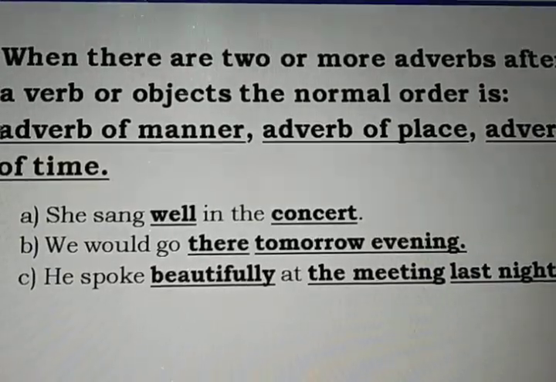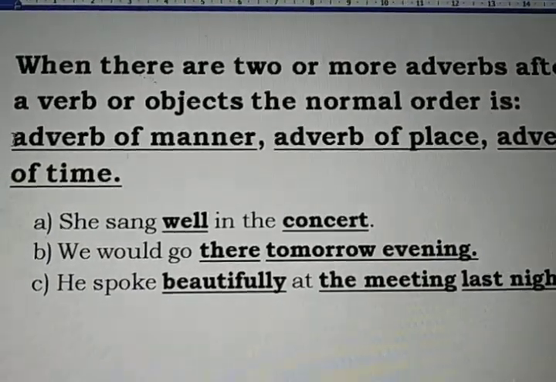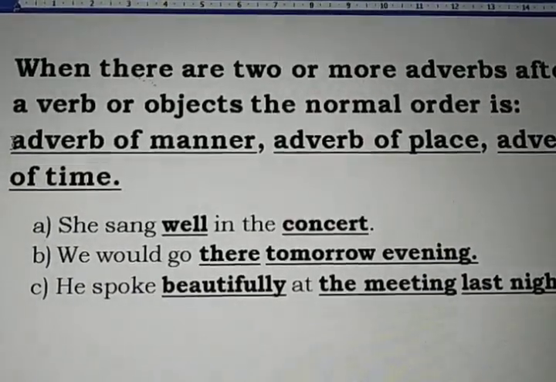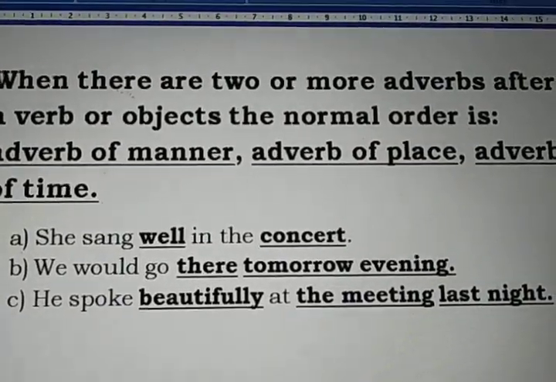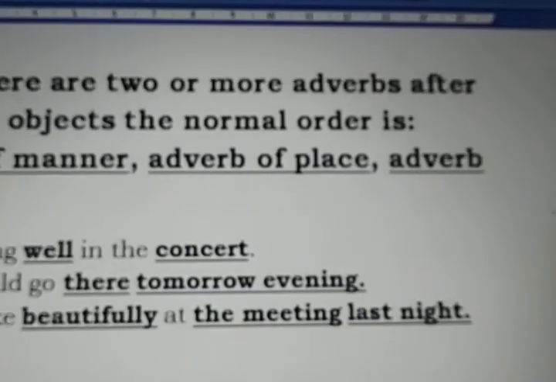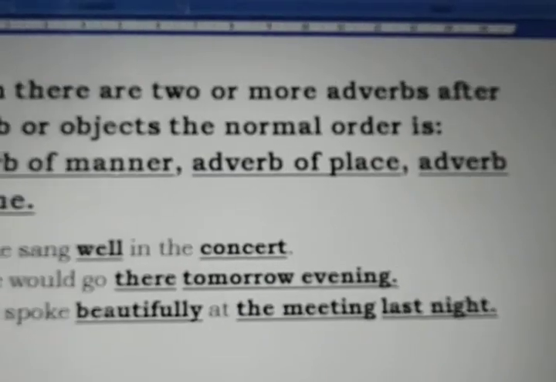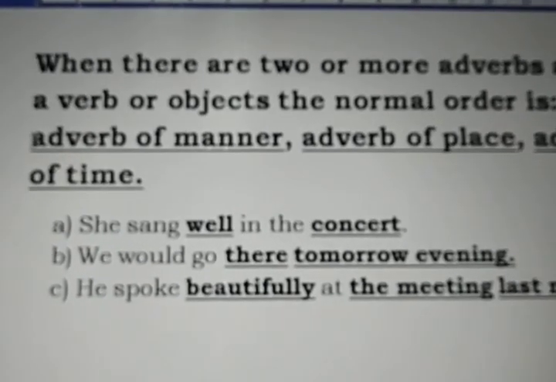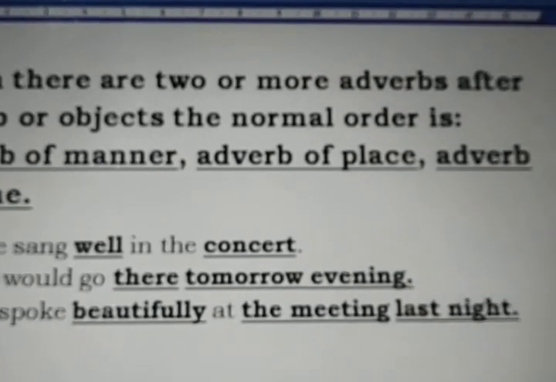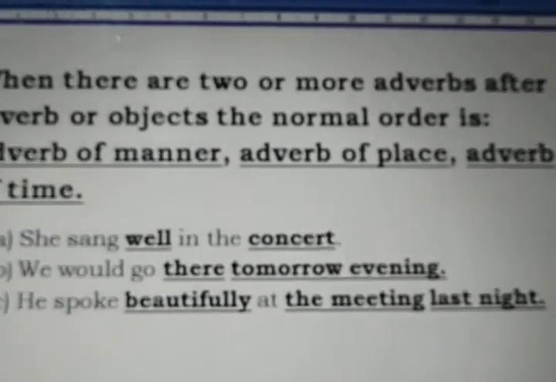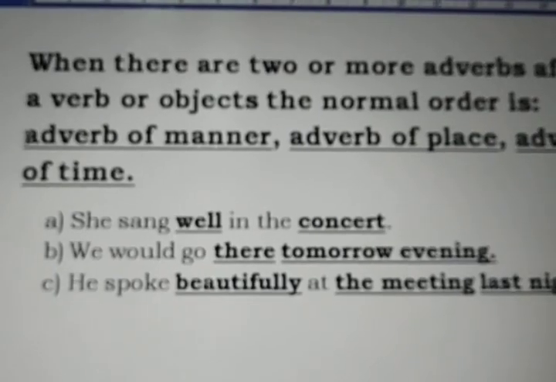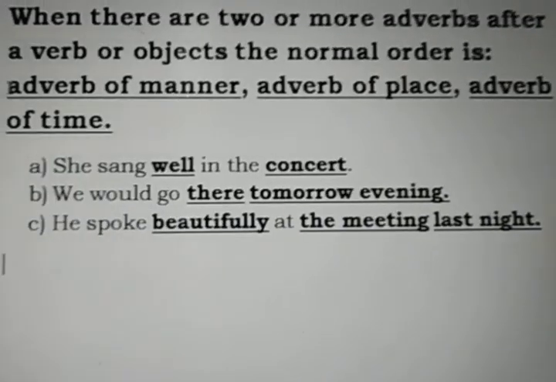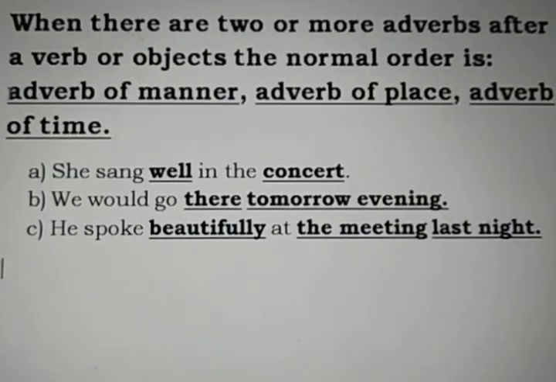First one, if more than two adverbs come, then first comes the adverb of manner, followed by the adverb of place, and the last, the adverb of time. First your adverb of manner, after that comes the adverb of place, and last one the adverb of time. Examples will clarify this rule.